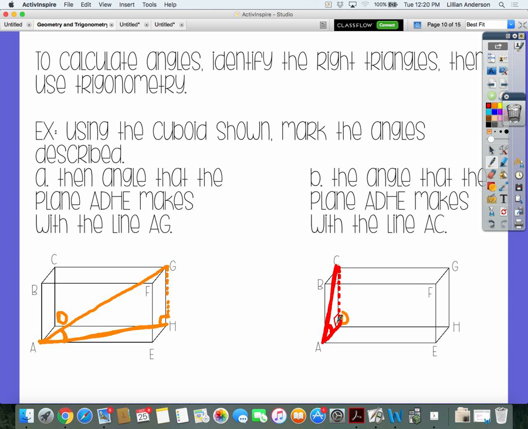Did everybody get that one? If you didn't, just think of it in the room, okay? You have to create a right triangle. If you have a diagonal going across the wall, you have to create a 90-degree angle.